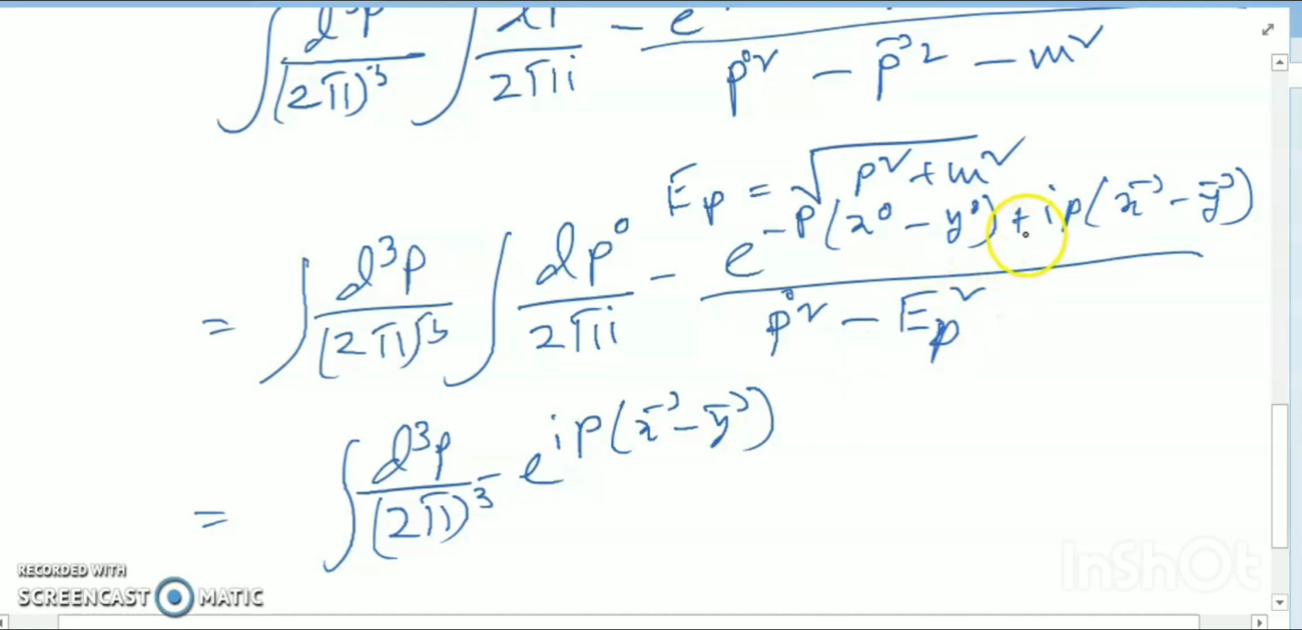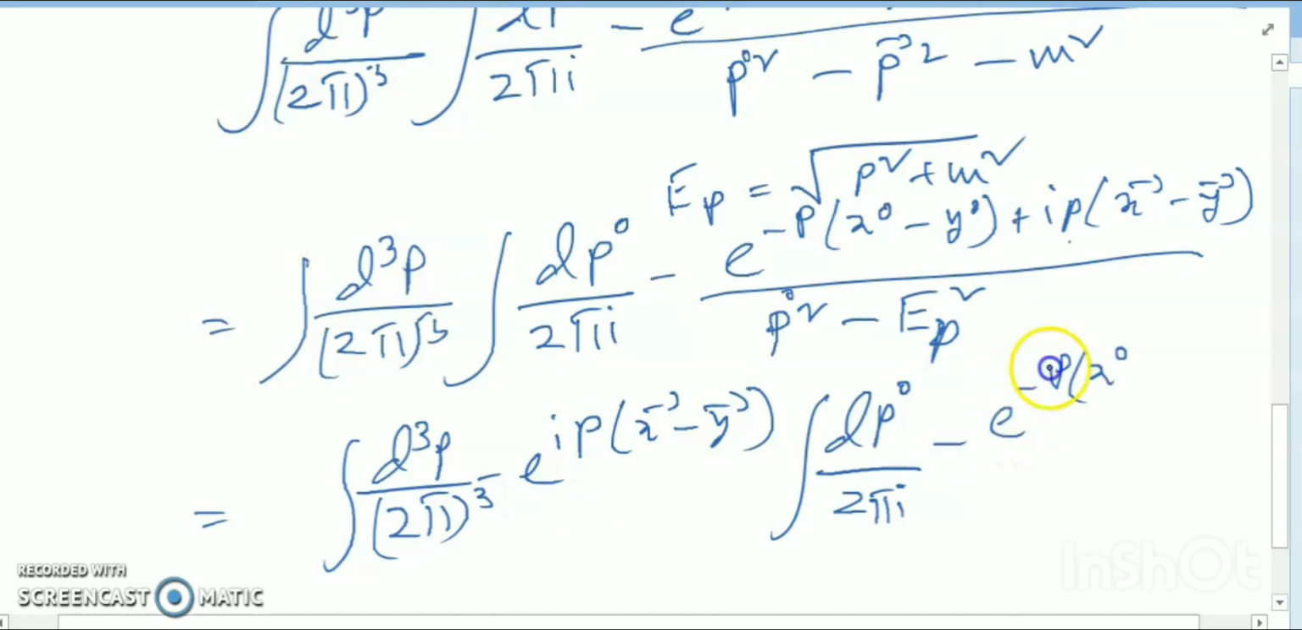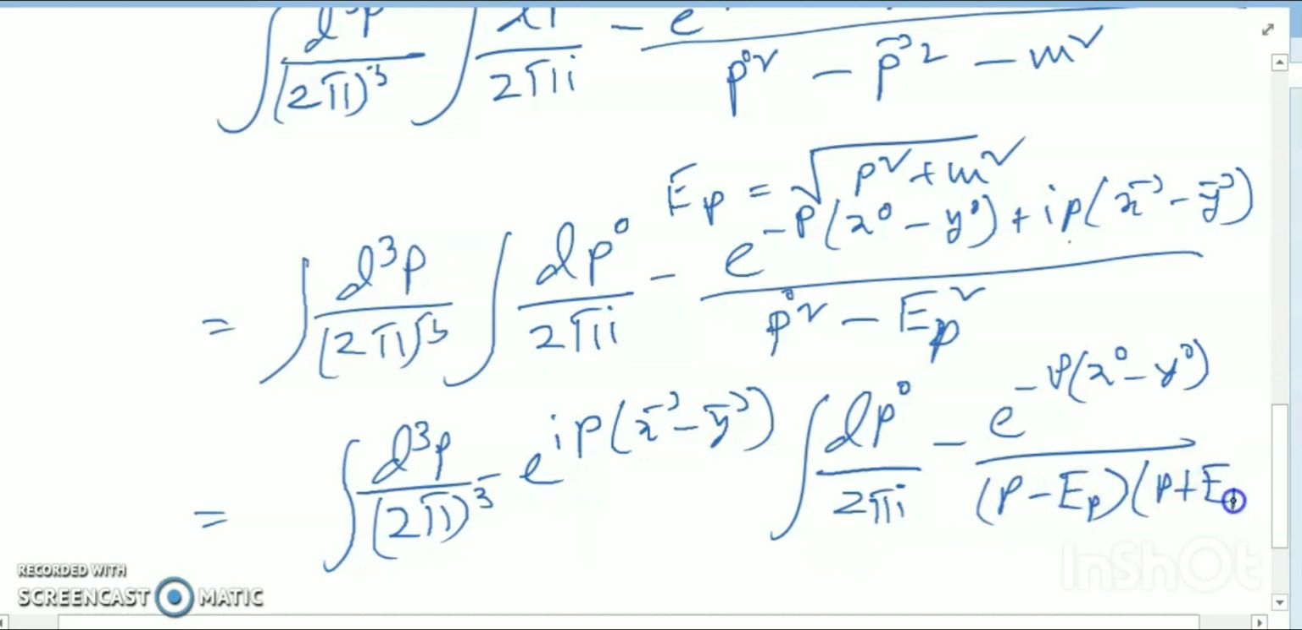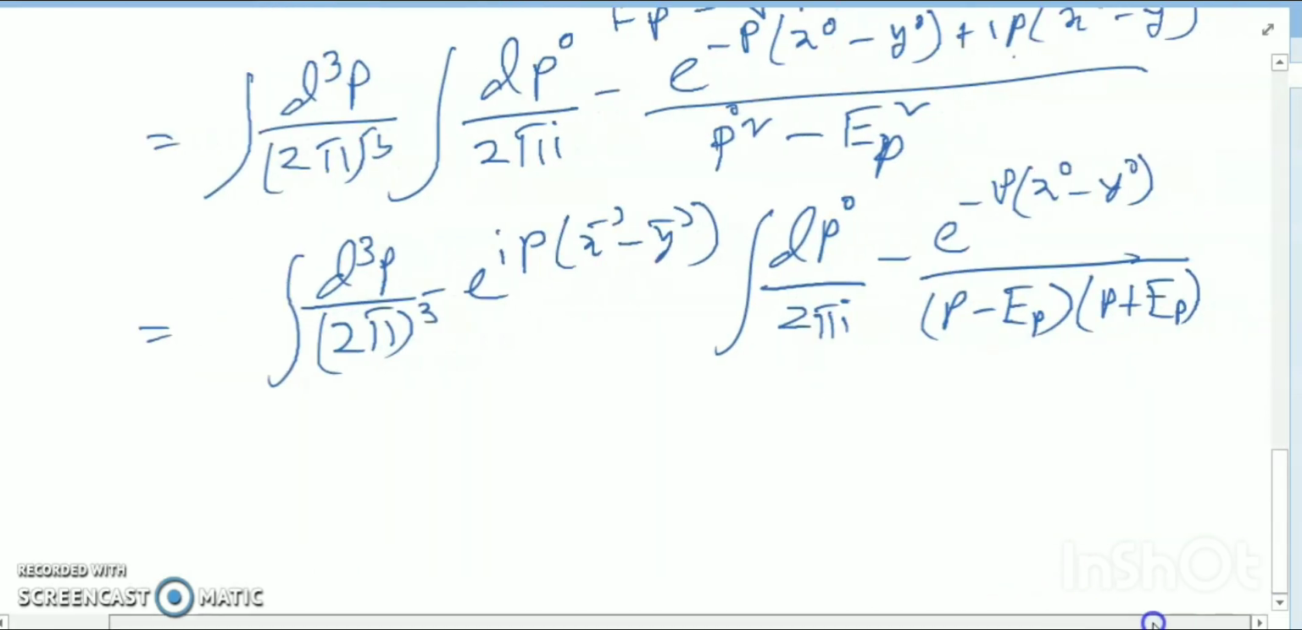So I just write the exponential part in here, and now I can write dp0 divided by minus e to the power minus p into x0 minus y0. Very simple. And p minus Ep and p plus Ep. So this way I can write, and now I use residue theorem.